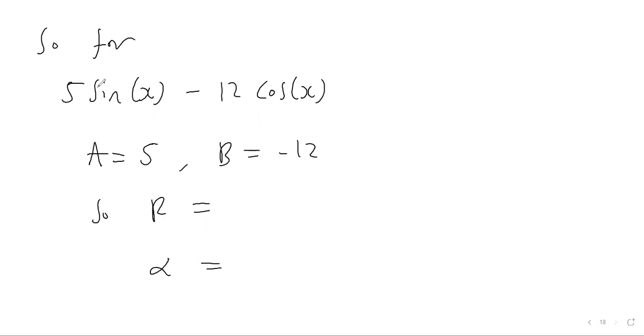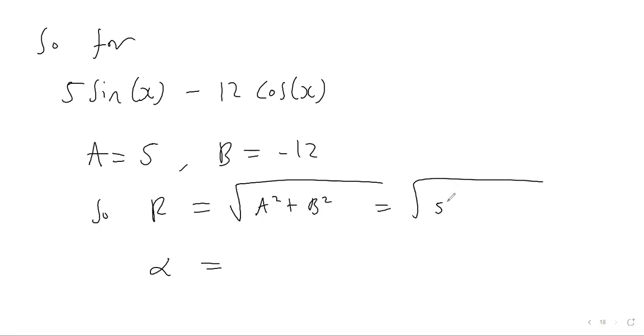So in this case, if we've got this 5 sine x take away 12 cos x, the a is 5, so the coefficient of sine, the b is minus 12, the coefficient of cos. So R is going to be the square root of a squared plus b squared, which is the square root of 5 squared plus minus 12 squared, which is equal to, again, the square root of 169, which is equal to 13. So we get the same thing as before.